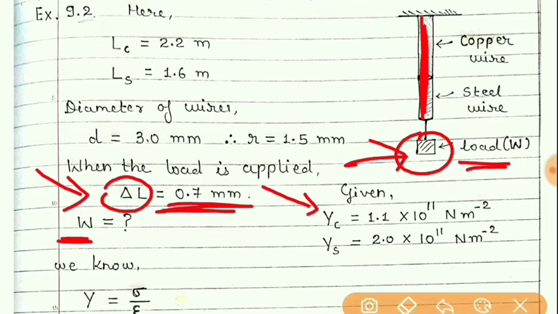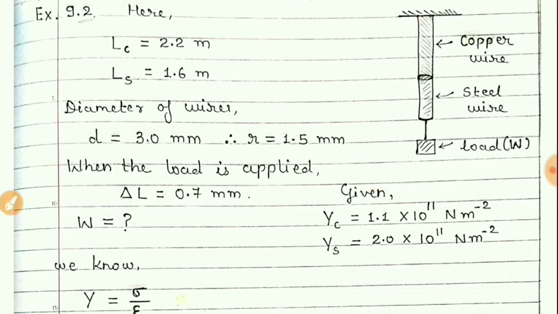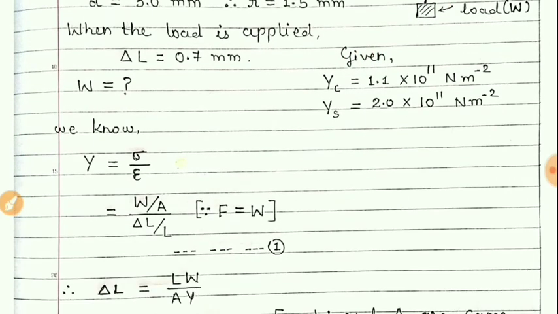The Young modulus of the copper wire as well as the steel wire are given. It is given in the table in your textbook, so even in the exam this will be given to you. No need to remember. So now students, let us start with the Young modulus.